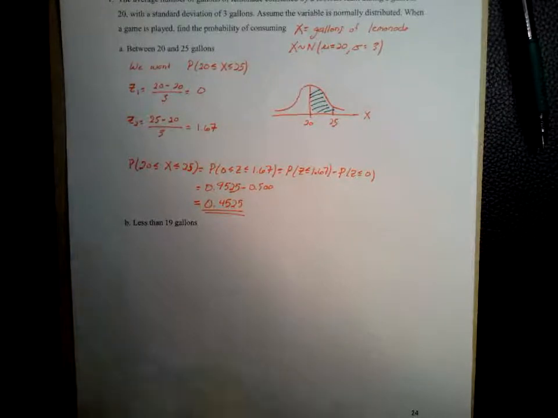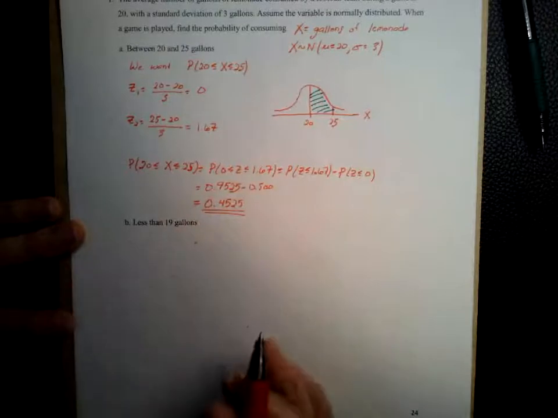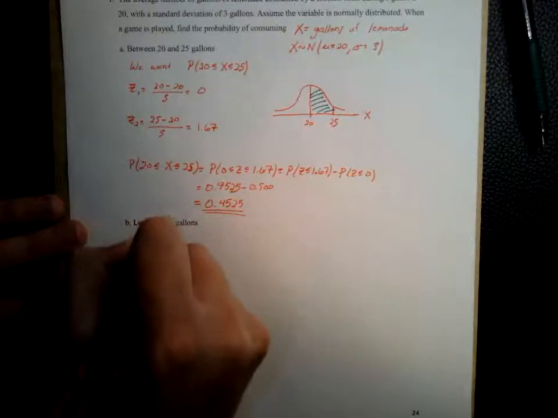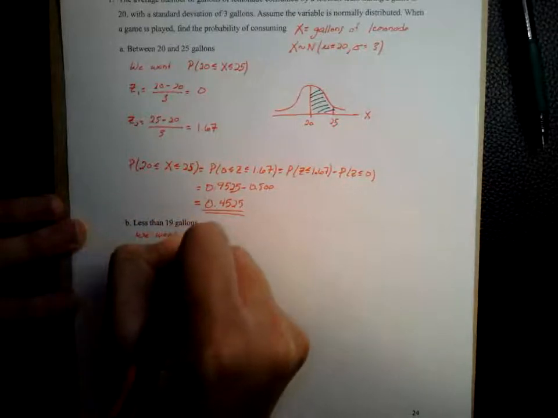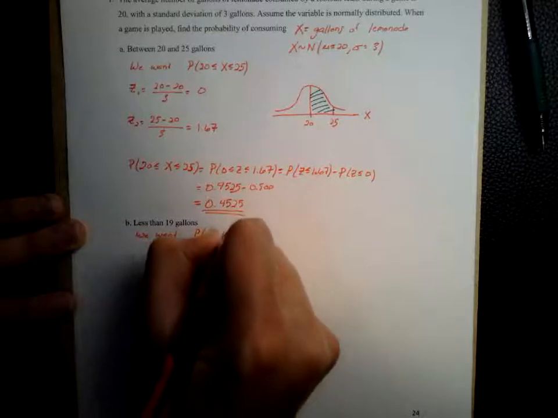Now let's look at the next one. Find the probability of consuming less than 19 gallons. In this case, we just want the probability of X being less than 19.